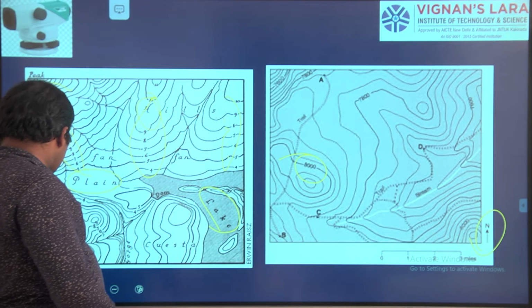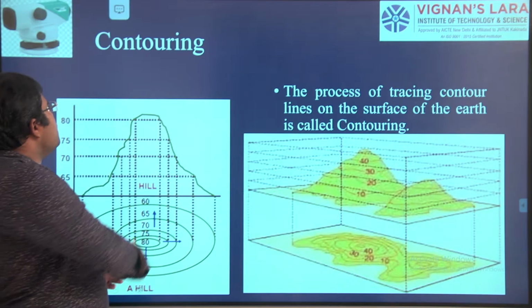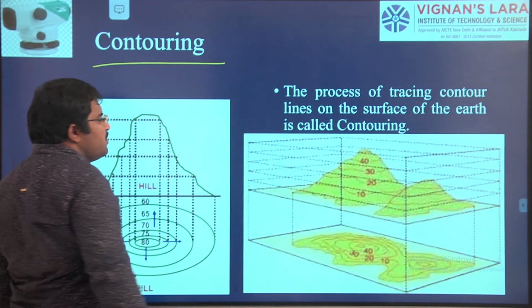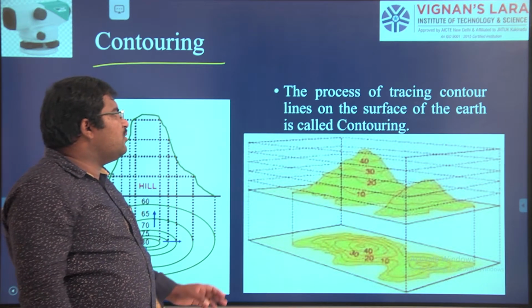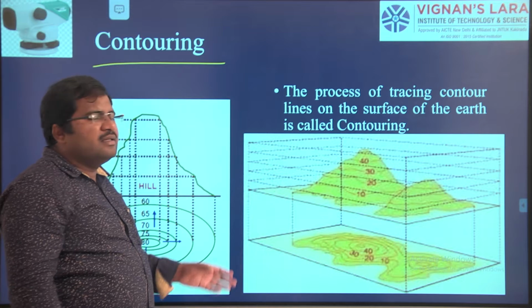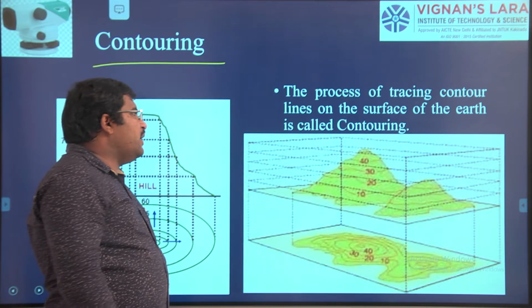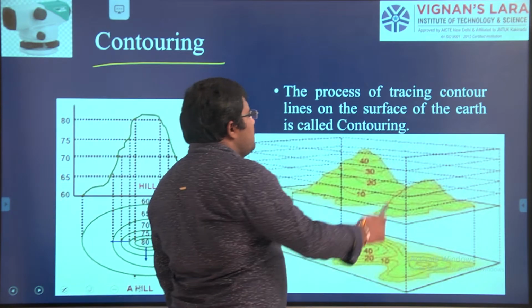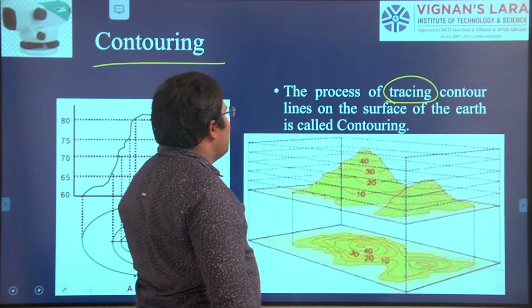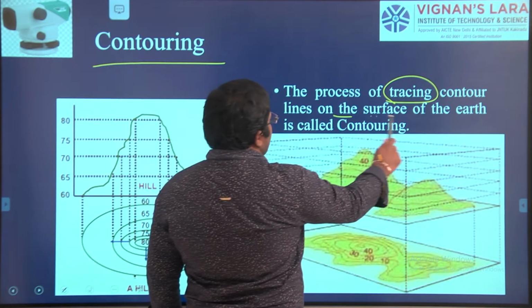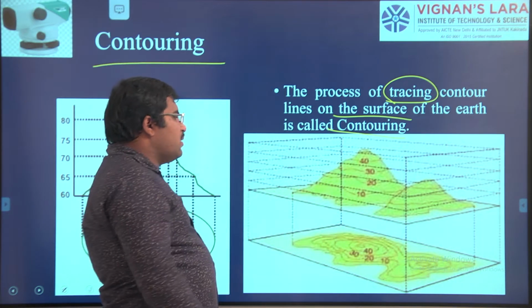Okay. Next, what is meant by contouring? The process of tracing contour lines on the surface of the earth is called contouring, right? Tracing means drawing. You are drawing or locating the contour lines on the surface of the earth. That process is called contouring.